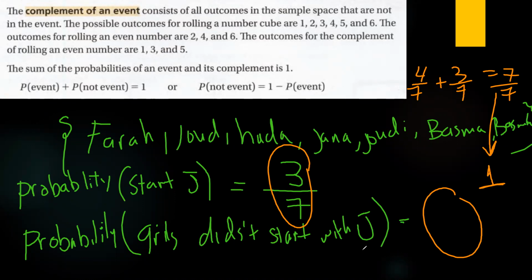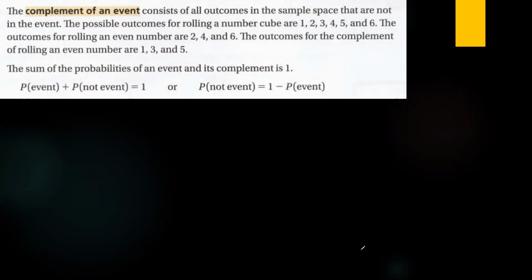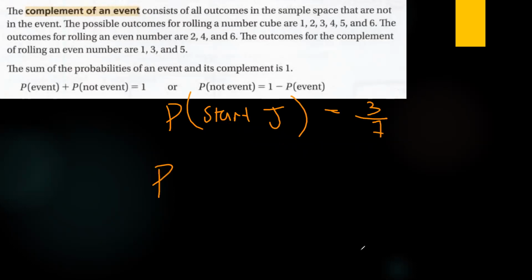And now I know that the probability of the girls whose names start with the letter J is 3/7. So if I tell you now, what is the probability of not starting with J, what did you say?